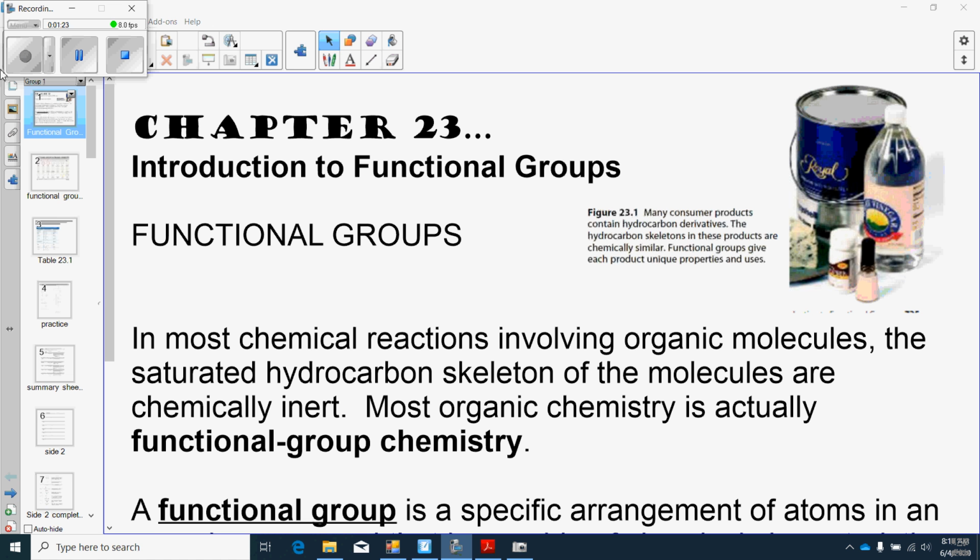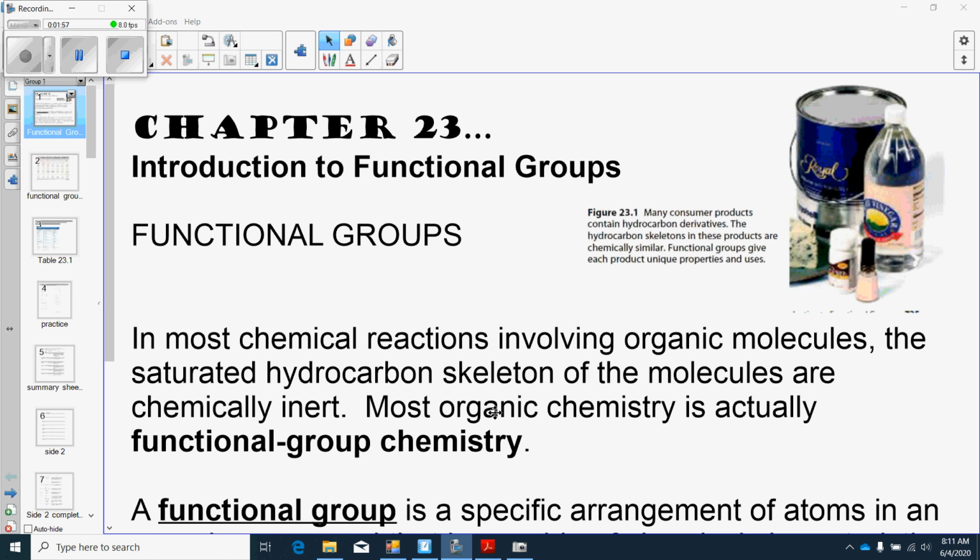And we know that inert, here it is right here, in most chemical reactions involving organic molecules, the saturated hydrocarbon skeleton of the molecule are chemically inert. So the majority of the molecule, usually the long parent chain, the carbon-hydrogen parent chain, is not very reactive. They're very stable bonds. They're nonpolar. They're quite strong, and so they tend not to want to break and rearrange.